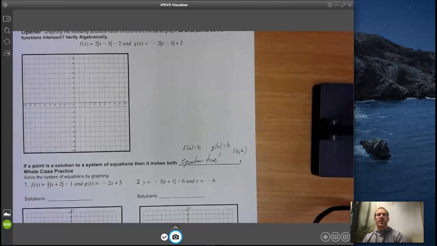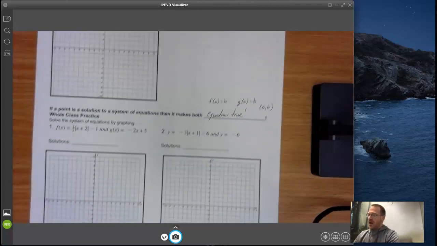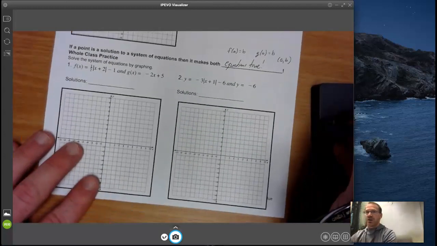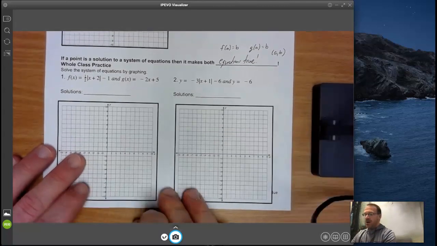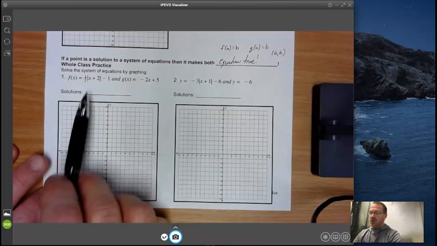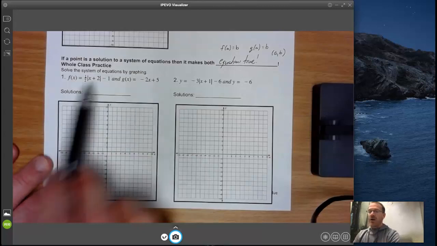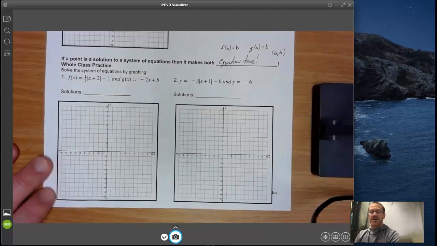All right, so let's go through a couple of problems here together. We have our whole class practice here. I'm going to adjust my camera just a bit. There we go. What we want to do is graph our equations, find those points of intersection if they exist, and then we are finished.